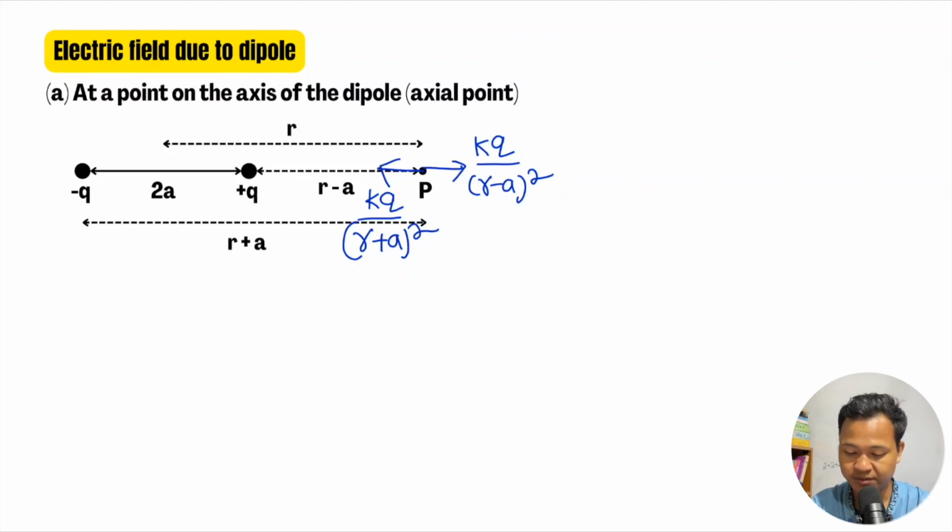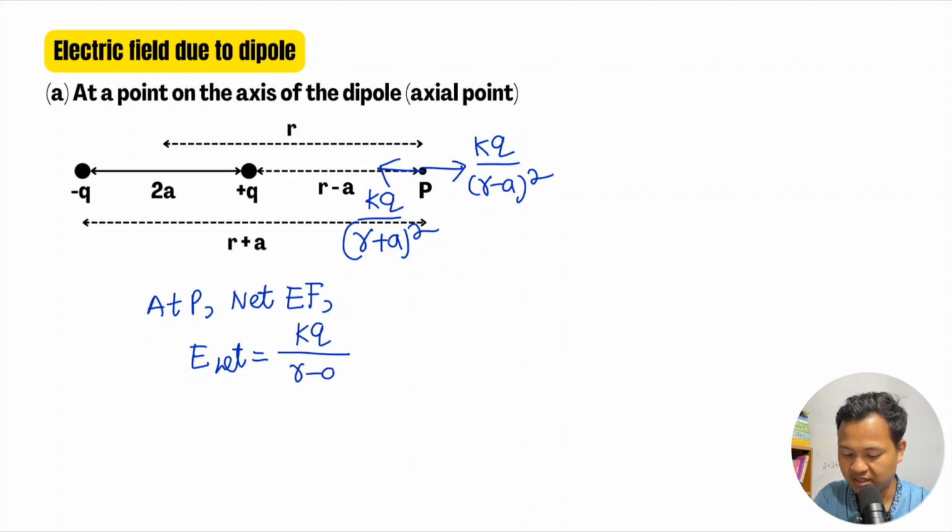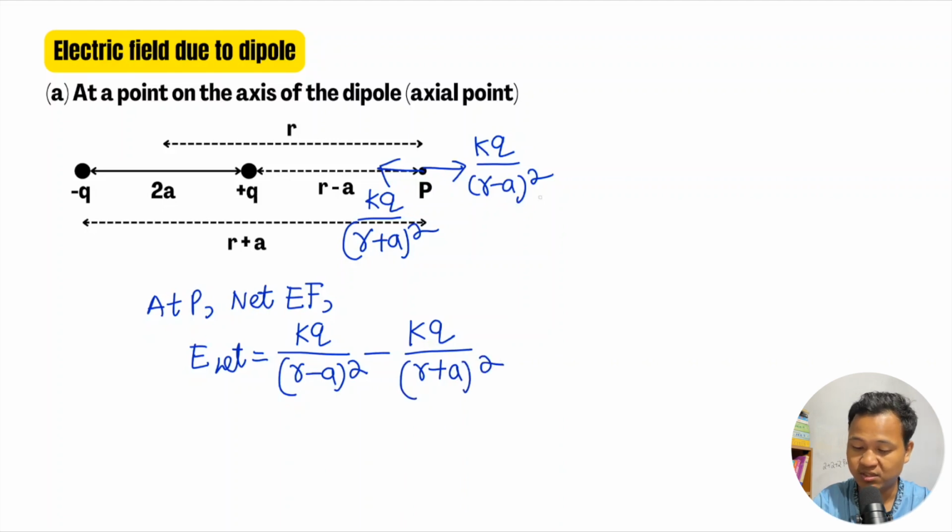So the net electric field at P. Okay, the net electric field is KQ divided by R minus A the whole square minus KQ divided by R plus A the whole square. Since electric field is a vector, direction matters. So this side is plus, along the plus x-axis, and this is along the minus x-axis. That is why we take this as minus, this as plus.